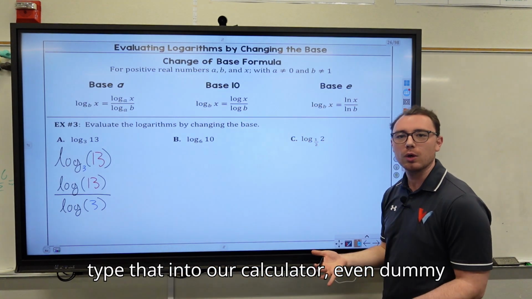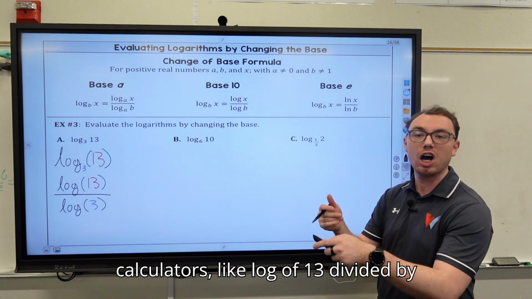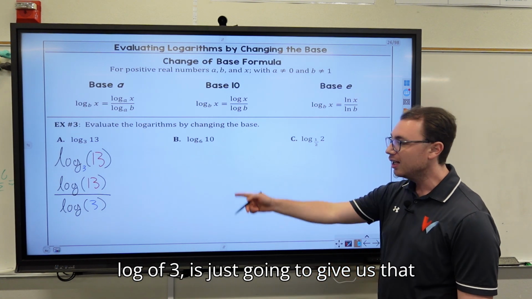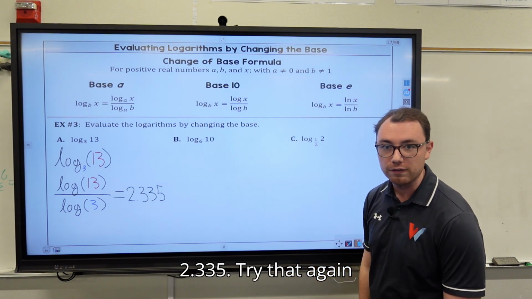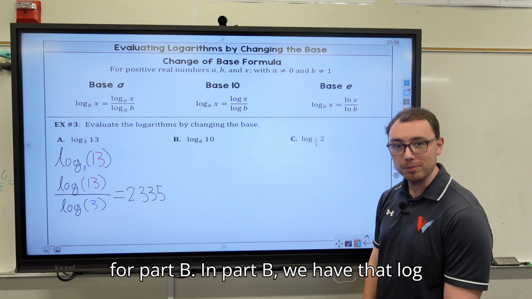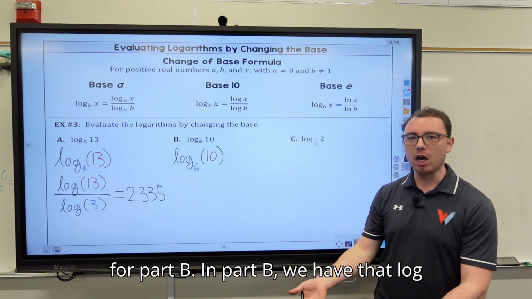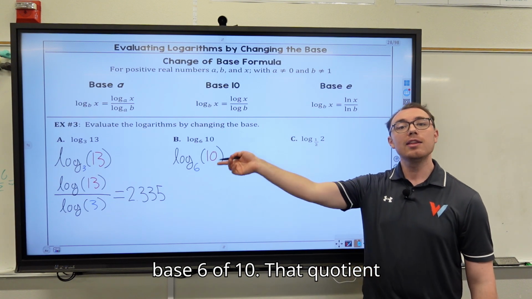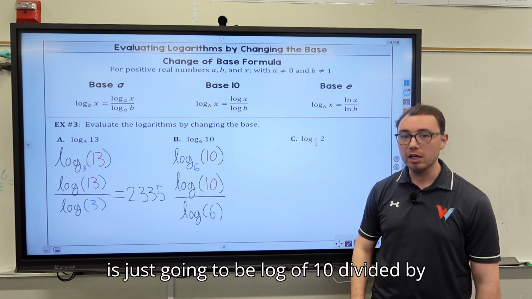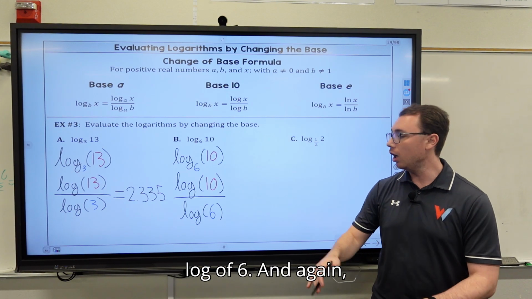We can now just type that into our calculator, even dummy calculators like log of 13 divided by log of 3 is just going to give us that 2.335. Let's try that again for part B. In part B, we have that log base 6 of 10. That quotient is just going to be log of 10 divided by log of 6.